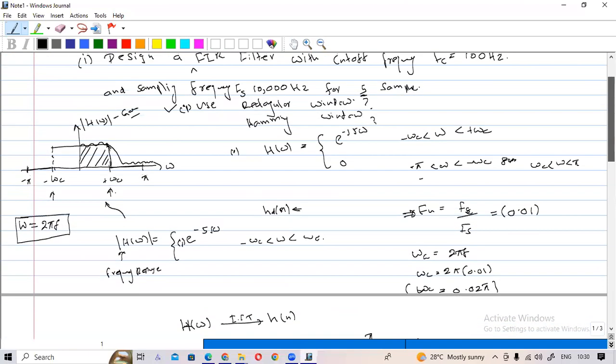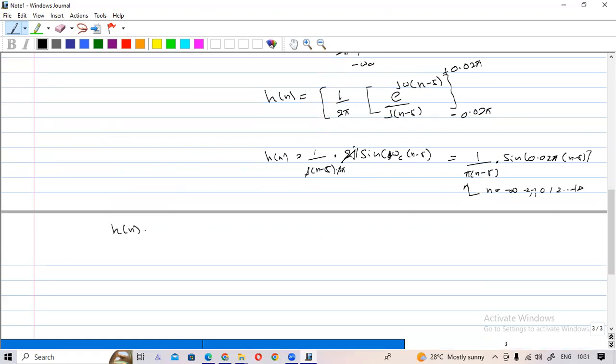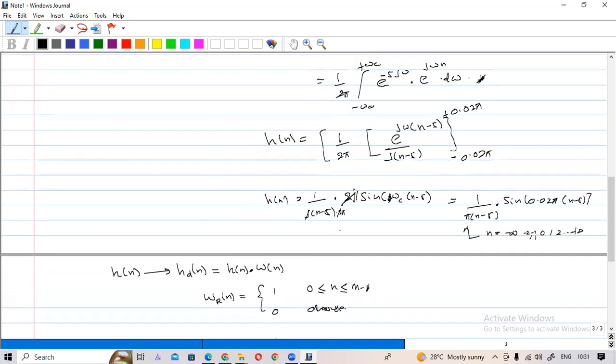So in the windowing technique, we are asked to use the rectangular window first. So we know that once you conclude the Hn, you have to find the desired impulse response, which is equal to the obtained Hn multiplied by a window function. Now we are going to use the rectangular window. So you know the window function: it is 1 if n is from 0 to M minus 1, where M is the number of samples, and 0 otherwise. This is the rectangular window.